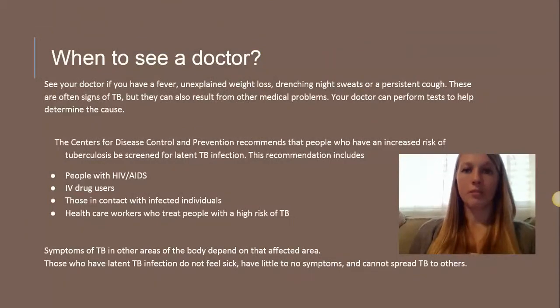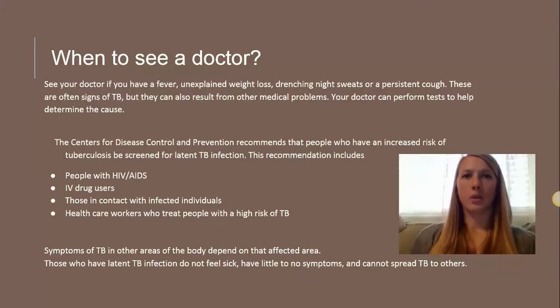So I think an important thing to know is, at what point should I be seen by a doctor? According to Mayo Clinic, if you have a fever, unexplained weight loss, drenching night sweats, or a persistent cough, these are signs of tuberculosis that can also result from other medical problems. So you want to go see the doctor for those things, so you can be tested and they can determine the cause. Coughing up blood would be one that you would want to be treated for immediately, so they can figure out what's going on.